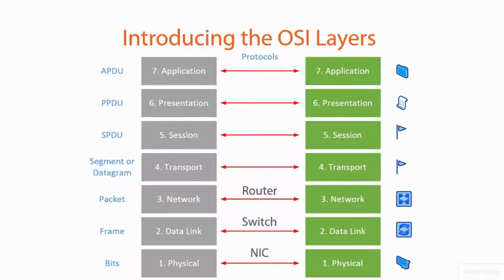As far as takeaways at this point, I want you to memorize OSI 1 through 7, just their names, and I want you to remember that the router operates at layer 3, the switch operates at layer 2, and the network interface card operates at layer 1.